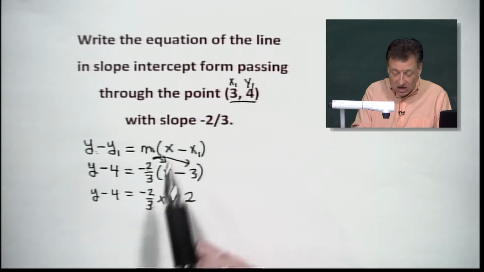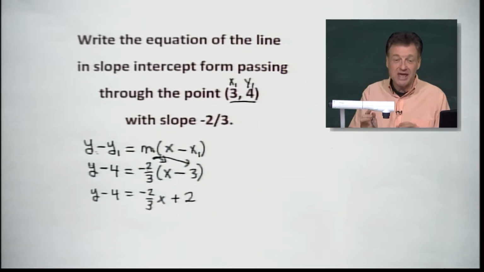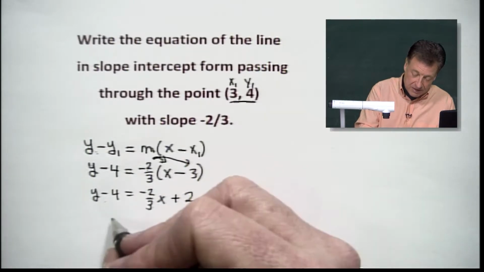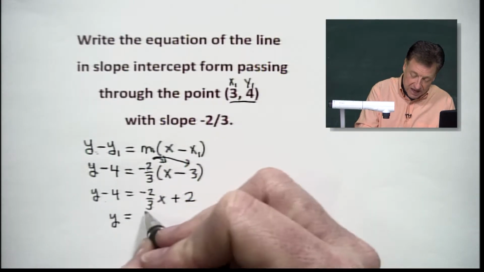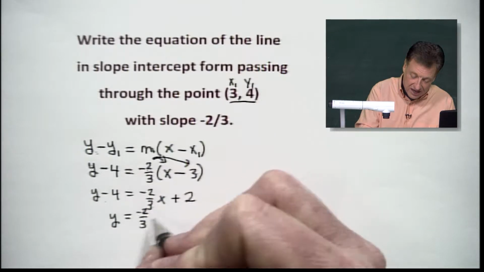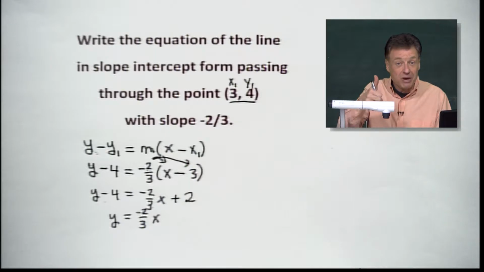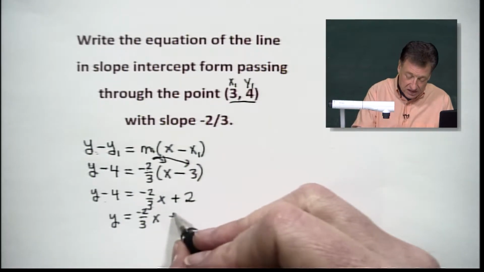But in this case, we've got a fraction. Let's just play it out. Let's take care of business. And that's going to give us, oh, add 4. Yes, how about it? y will equal, now by itself, negative 2/3 x. And we're going to add 4 to that 2, which is going to bump that up to a 6.